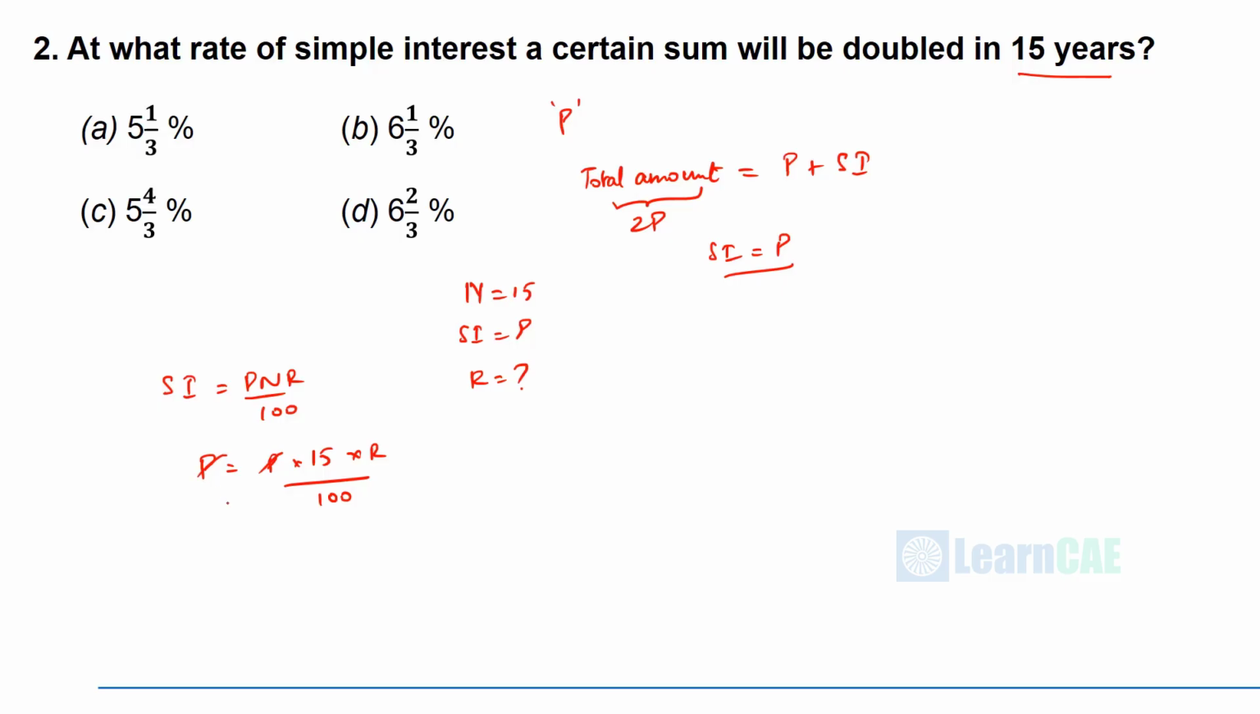This P will get cancelled here. So R will be equal to 100 by 15. We shall divide this. So 6 15s are 90. Balance will be 10. So the rate of interest is equal to 6, 10 by 15 percentage, or 6, 2 by 3 percentage. So the answer is D, 6, 2 by 3 percentage.